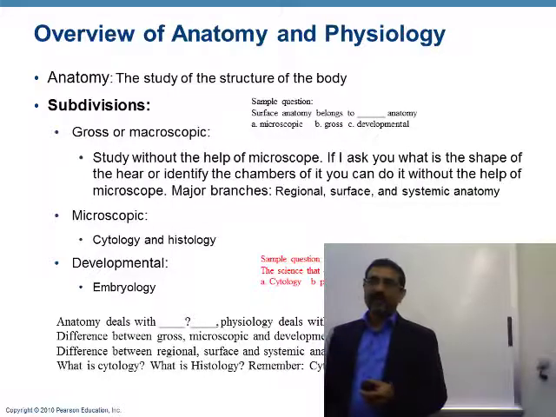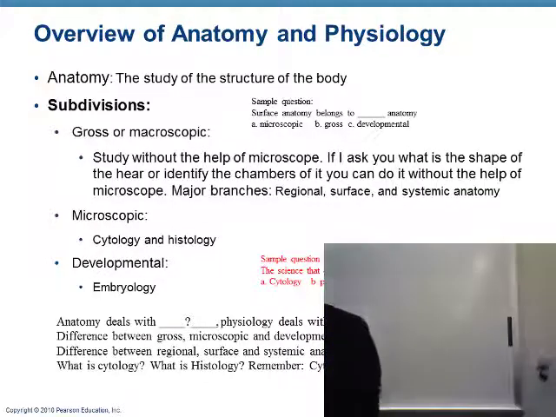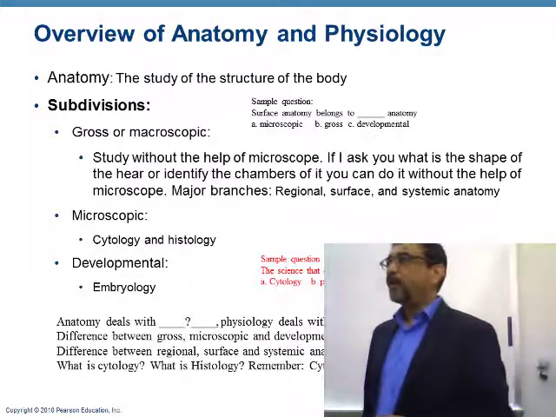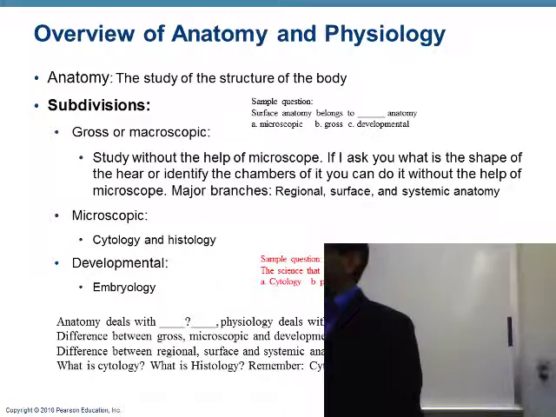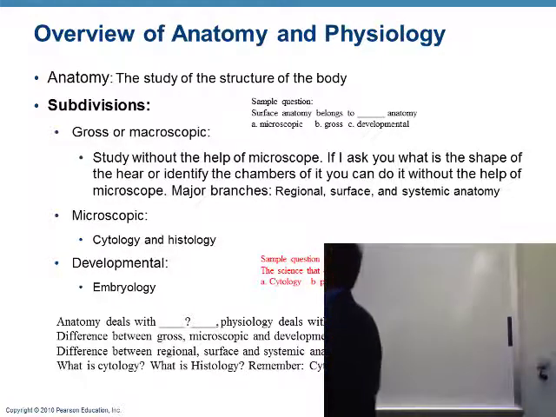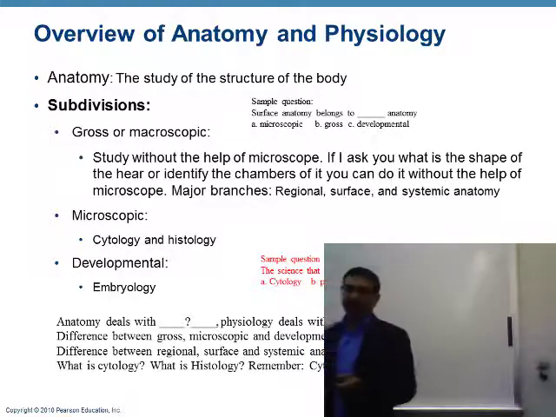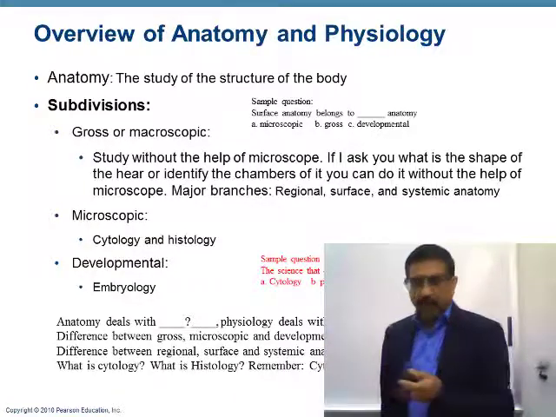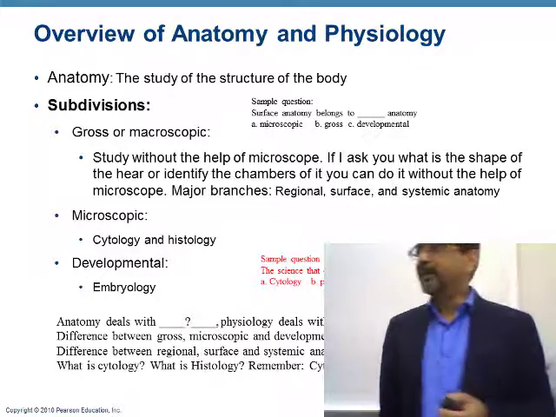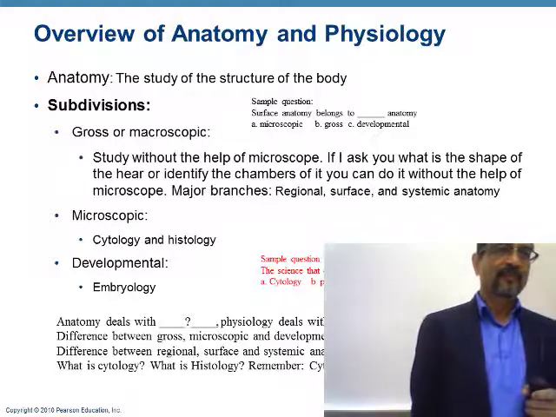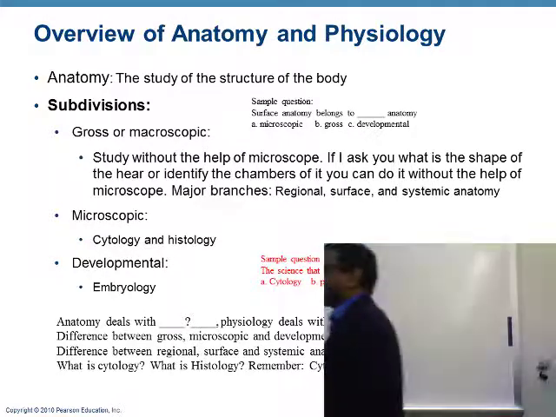So, what is anatomy? Anatomy is the study of the structure of the body. How human body is structured, that study is the human anatomy. So anatomy deals with the structure of the body. Now, anatomy is divided into few important branches or subdivisions. What are those?